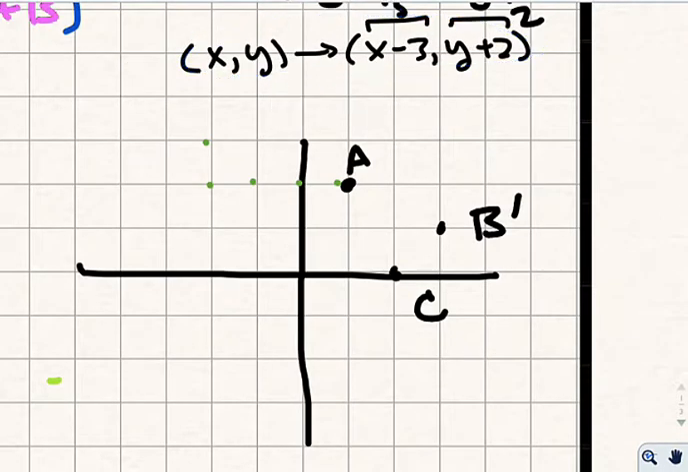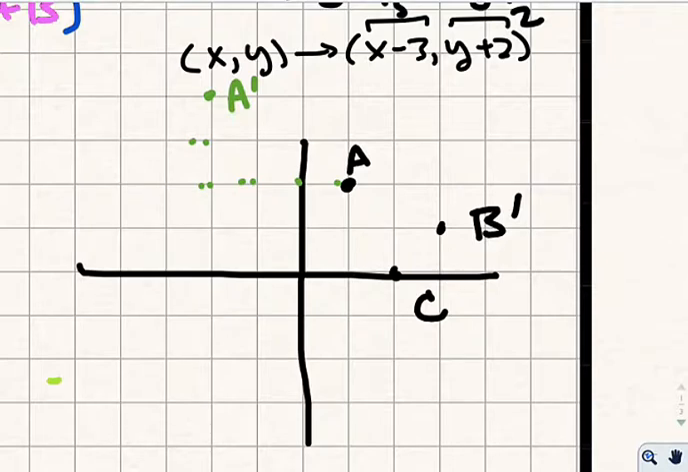Okay, sorry about that. Anyway, so it's going to move back 3, 1, 2, 3, then up 2, and that's going to be my A prime. A prime just shows the image point of A. So if A is my pre-image where it was, A prime is my new image where it is now.